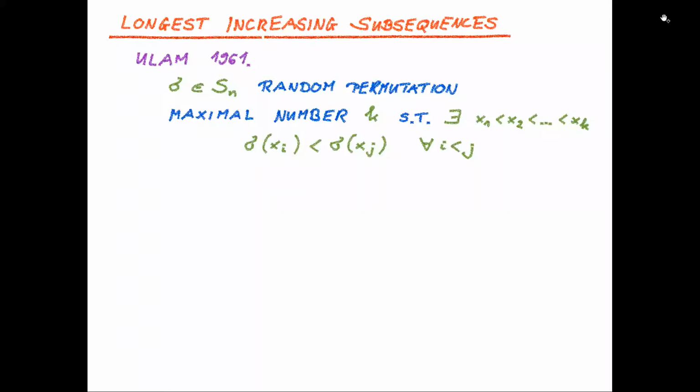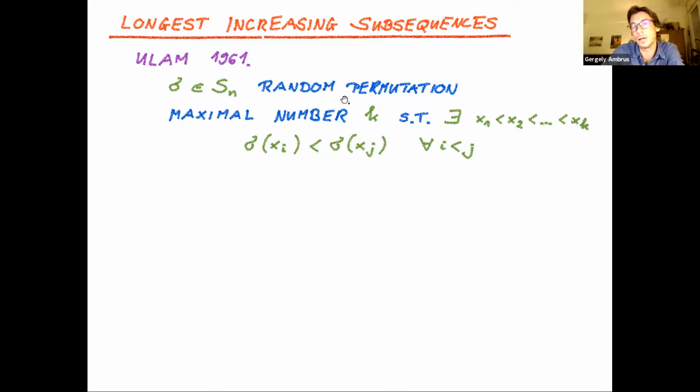So the starting point is the longest increasing subsequences. That is now 60 years old. It was asked by Ulam in 1961. I think everybody knows this question: if we are given a random permutation, meaning we take a uniform random element from the permutations on n numbers, then he asked what is the maximal number of elements x1, x2 up to xk which keep the original order. This is called the longest increasing subsequence. The length of a subsequence is just the number of elements. So that's what he asked.